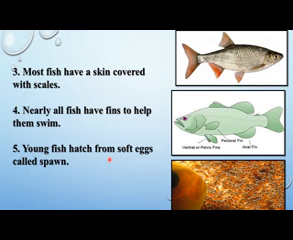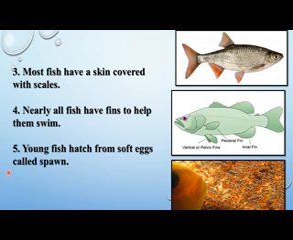Then young fish hatch from soft eggs, and the soft eggs are called spawn. Look here, they are jelly-like soft eggs. There is no outer covering on these eggs. The new young fish hatch out from these eggs.